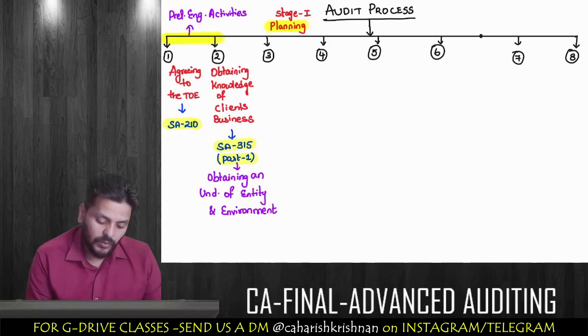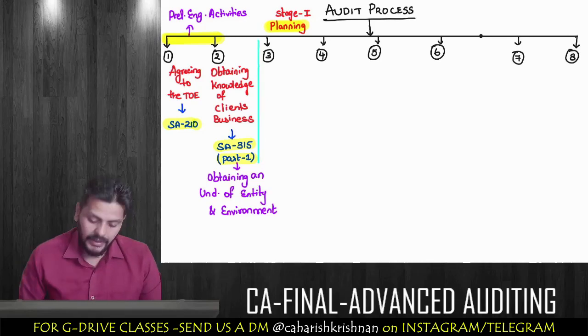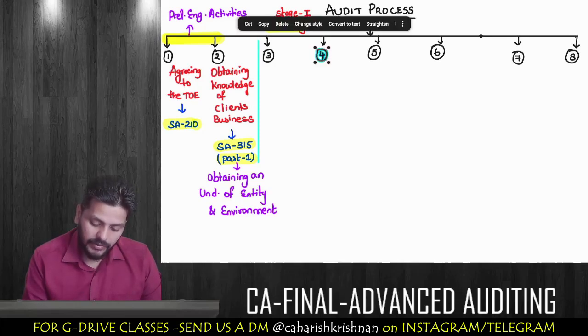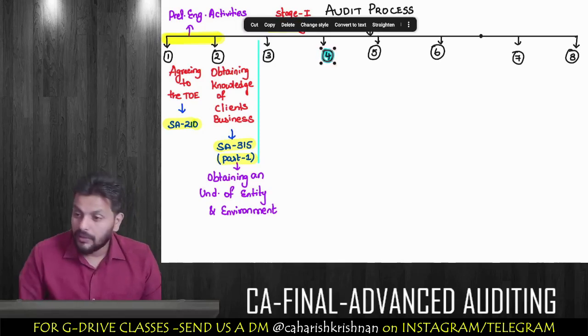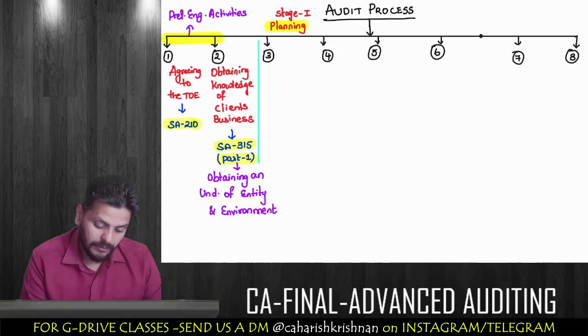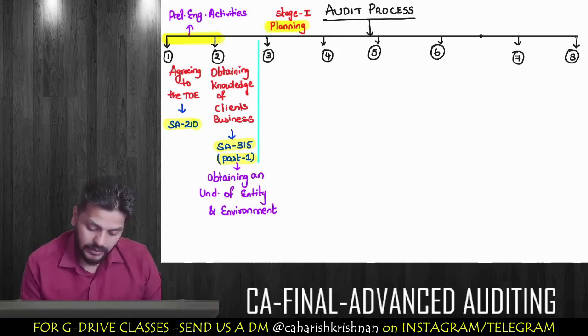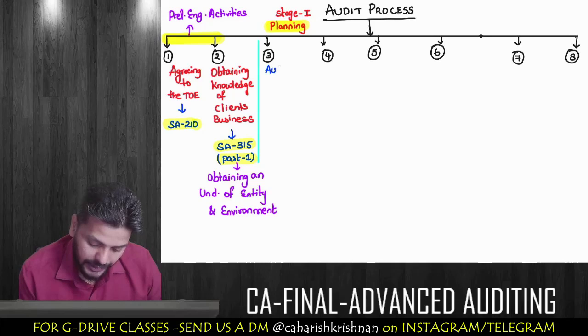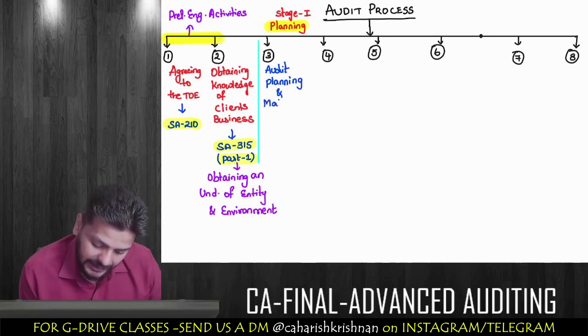After dealing with stage 1, this is the first and foremost part. We'll break it there. Now when it comes to step 3, it is a very interesting stage, because in step 3 we are going to discuss planning and materiality. Two important things are being discussed there. Step 3 in audit is audit planning and materiality.